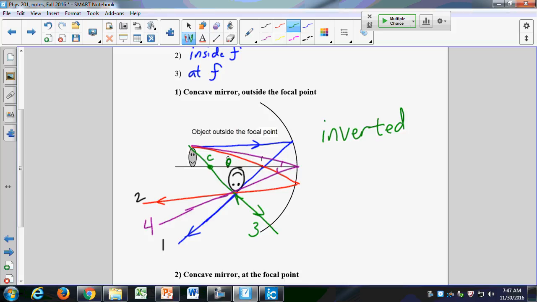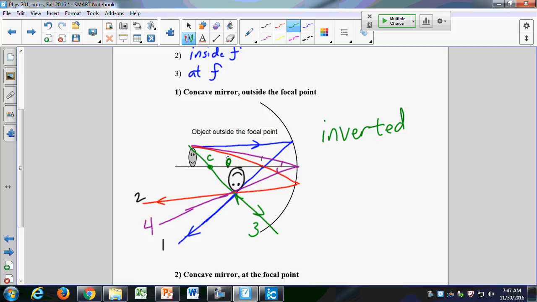Is it a virtual image or is it a real image? Does this produce a virtual or a real image? It produces a virtual image. Oh, wait, no, I'm sorry. No, not virtual. Remember, guys, virtual and real images are different in where they're located. Virtual images are behind the mirror. Real images are in front of the mirror.